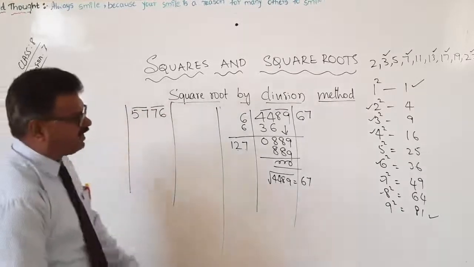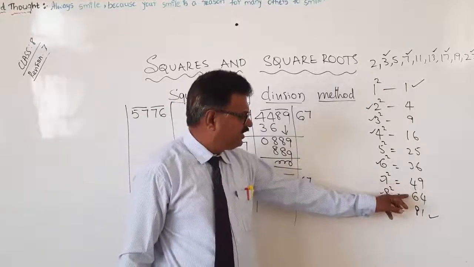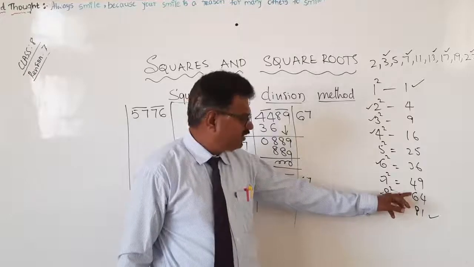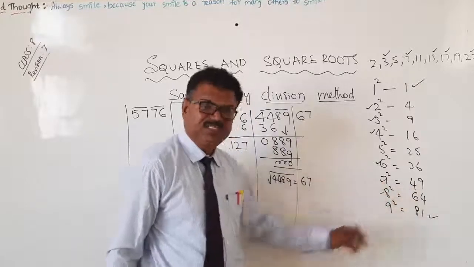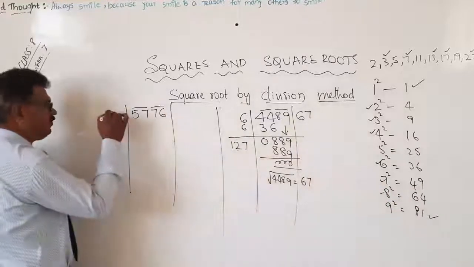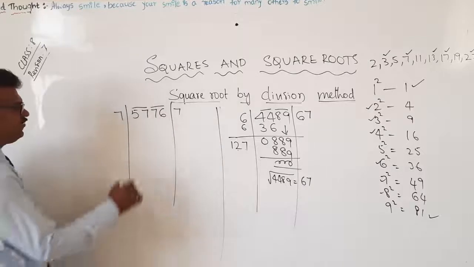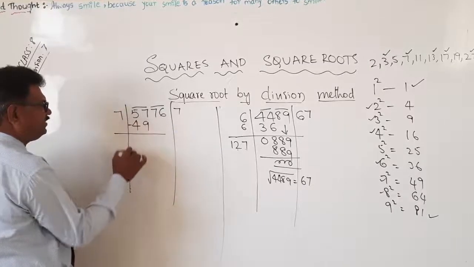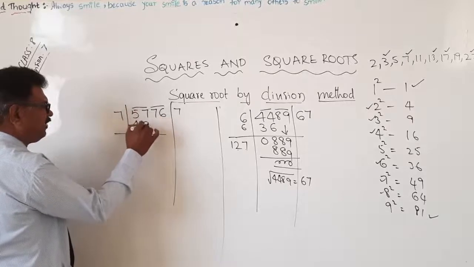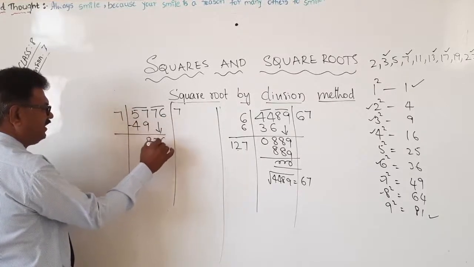Now you see 57. Where does 57 lie? Between 49 and 64. Therefore, we should take 49. 49, how will it come? 7 square. 7 square means here also 7, here also 7. Therefore, 7 into 7 is 49, 57 minus 49, 17 minus 9 is 8. What is the number? 76.